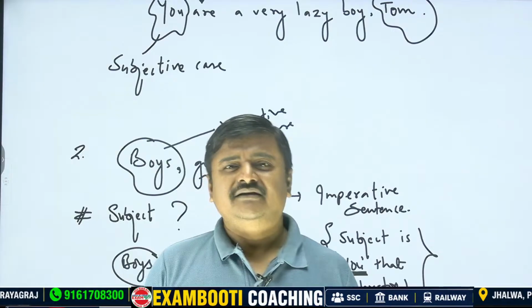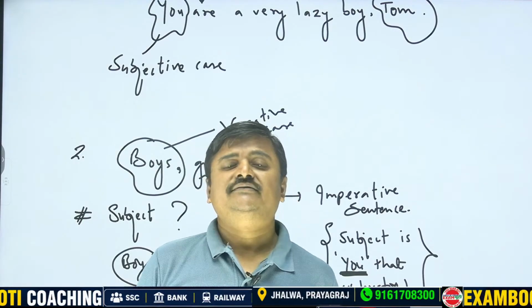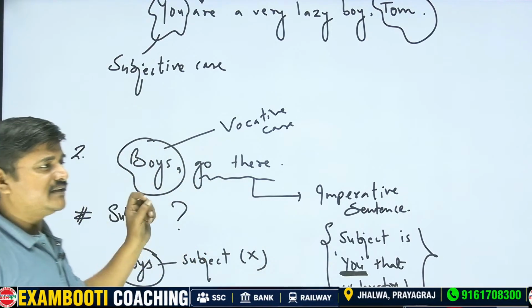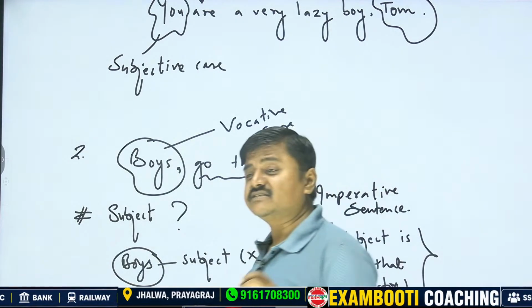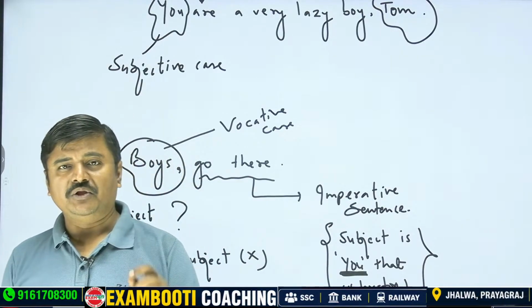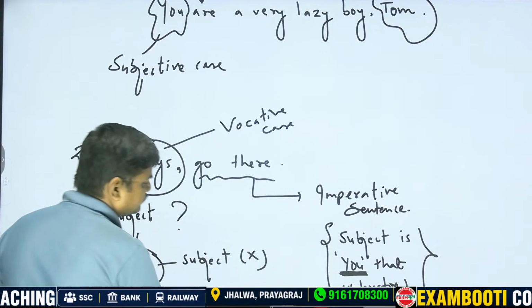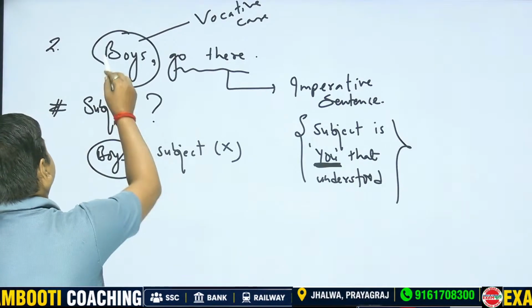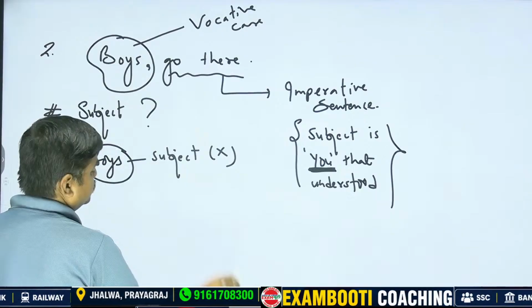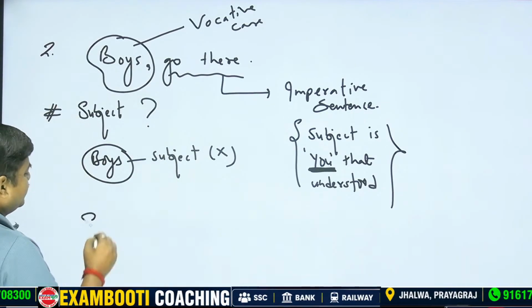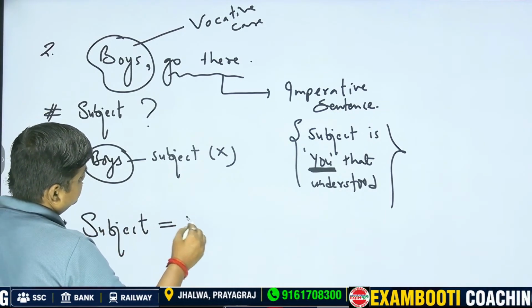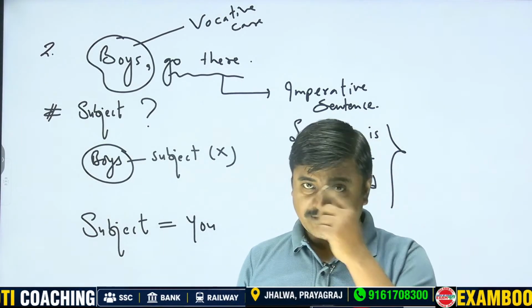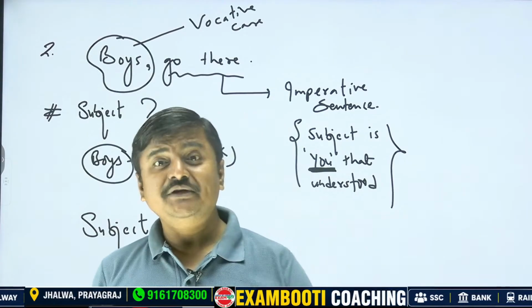You is just understood. No need to mention. You is the subject. Whenever there is an imperative sentence, just remember this. You will be understood. So boys are in vocative case, and you is the subject. Now you get the answer. Subject is you. That cannot be seen literally written there because you is hidden, you is understood in that.